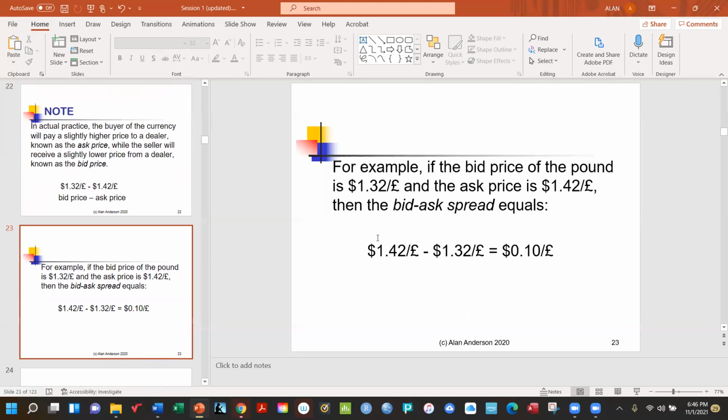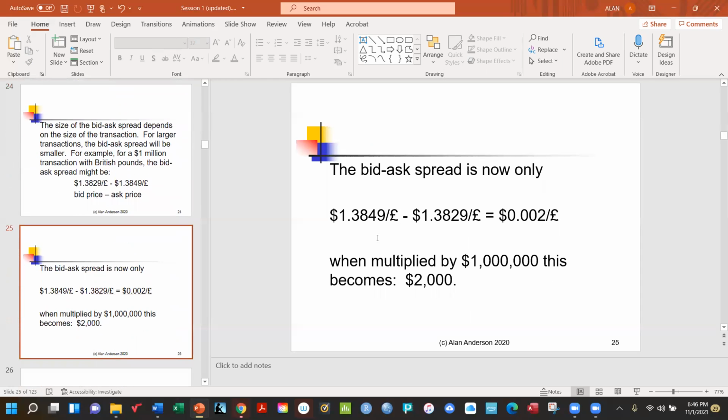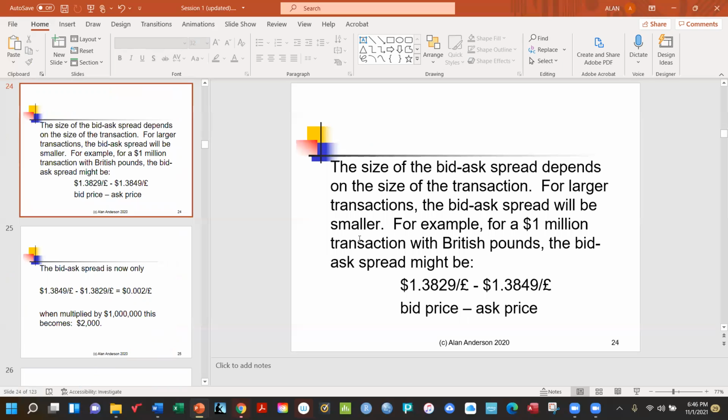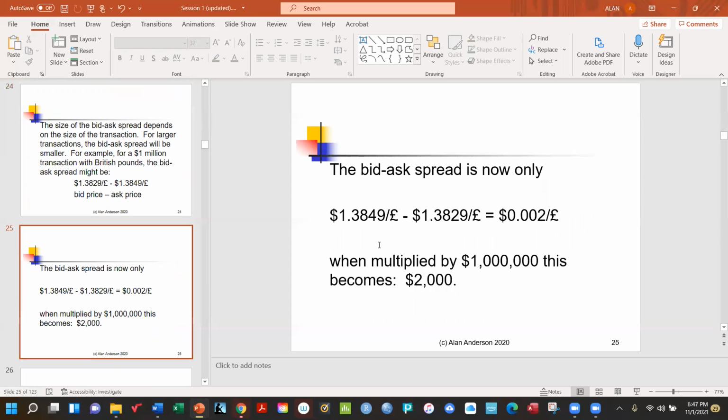So anyway, if it's a big transaction, let's say you're General Motors and you need 1 million pounds, not 100 pounds, the spread would be tiny. You notice how it's less than a penny. The dealer can afford to give you a sweet deal on this because for $1 million, this is 0.02, less than a penny. And yet, if you multiply $1 million by this number, it's still $2,000. So imagine yourself making $2,000 on a single trade. That's not too bad.